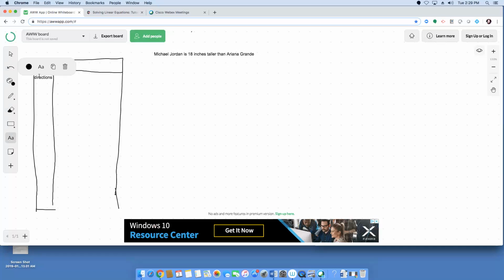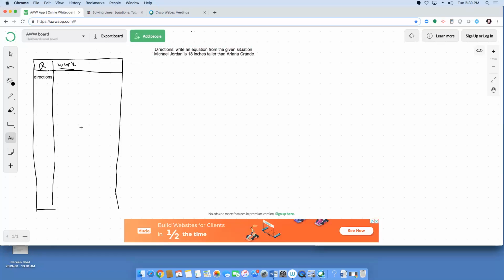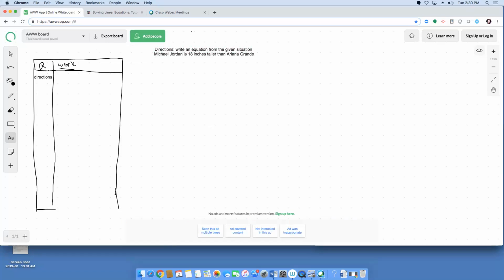Directions. So have the directions there, and I'll put the directions up here too. Okay, so the directions are: write an equation from the given situation. It's really important in your notes to have those directions because you want to know what you're taking notes for. Yes, it's for practice, but it's also to reference during a test. If you can match what you have in your notes with a question on a test, then you have a way. So you don't have to memorize everything.